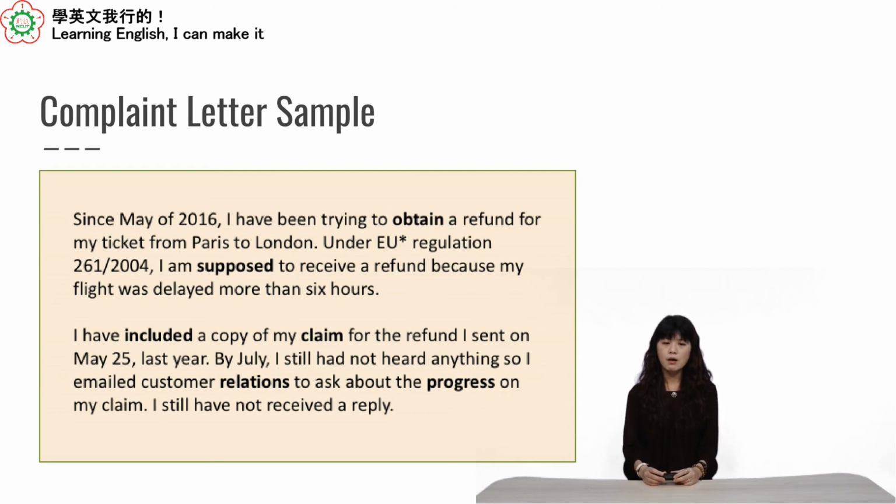"I have included a copy of my claim for the refund I sent on May 25th last year. By July, I still had not heard anything, so I emailed customer relations to ask about the progress on my claim. I still have not received a reply." So you can see here, the person mailed out his first letter in May. However, he waited until July, about 2 months after he sent out the email, but he heard nothing. So make sure, like here, you can see he collected all these dates, so it's very clear. When the airline company receives this complaint letter, they will know this person actually started his action on time in May, but the company didn't do anything.